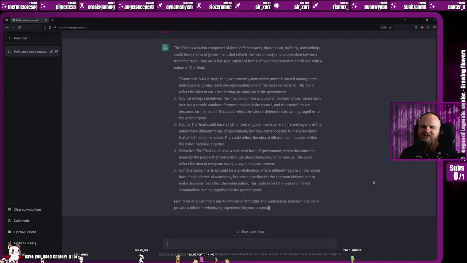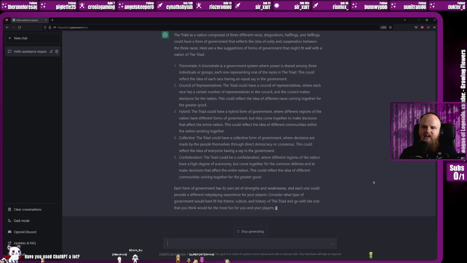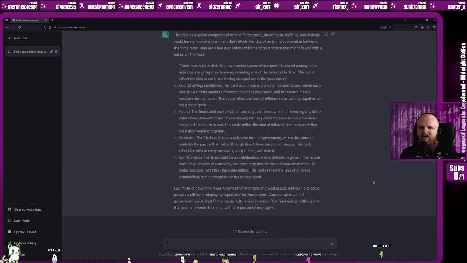What's that? The Triad could have a hybrid form of government where different regions of the nation have different forms of government, but they come together to make decisions that affect the entire nation. Yeah, I mean, that could also be strange and interesting, that you would have one of them be a monarchy, one a republic, and the third maybe another monarchy, and they come together to form this one bigger nation for some reason.